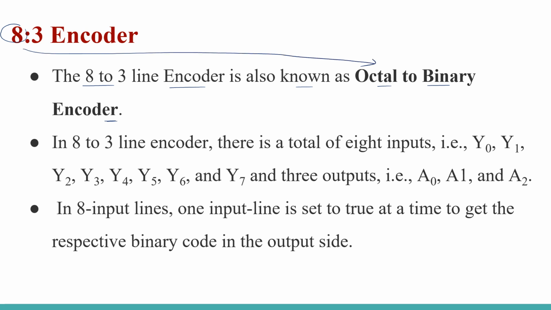8 indicates octal here, therefore it is called an octal to binary encoder. Anyway, in an 8 to 3 line encoder, there is a total of 8 inputs. Those are Y0, Y1, Y2, Y3, Y4, Y5, Y6 and Y7. These are the inputs, and their respective outputs are A0, A1, A2. So 3 outputs and 8 inputs.